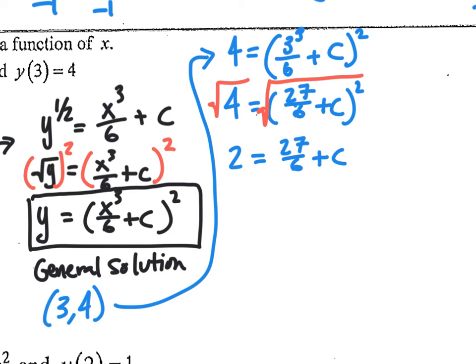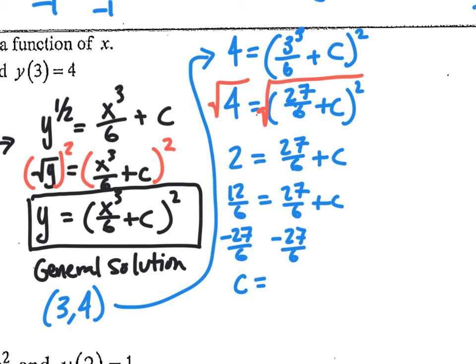So I end up getting 2 is equal to 27/6 plus c. Okay, and I'm going to get a common denominator. This is 12/6 is equal to 27/6 plus c. If I subtract 27/6 from both sides, then that's going to end up giving me that c is equal to negative 15/6. And so then c is equal to negative 5/2, okay?